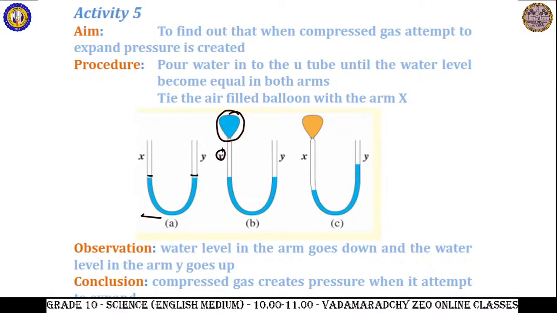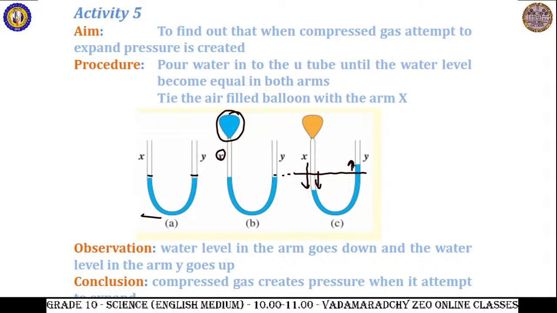We can observe that the water level in arm X goes down. This is the initial water level, and now the water level in arm X becomes low, and the water level in arm Y goes up. Are you clear what activity we have to do?